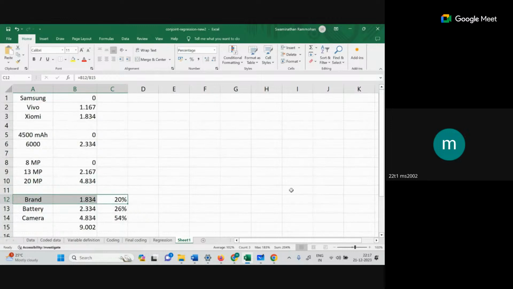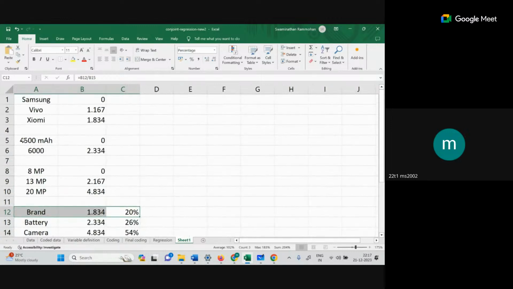And more importantly, what does this tell you? If a customer gets an upgrade from 4,500 battery to 6,000 milliampere hour battery, his part worth increases by 2.334. Similarly, if a customer is upgrading from 8 megapixel to 13 megapixel, his part worth increases by 2.167. From 8 to 20, it goes up by 4.834. So these are also called part worth.